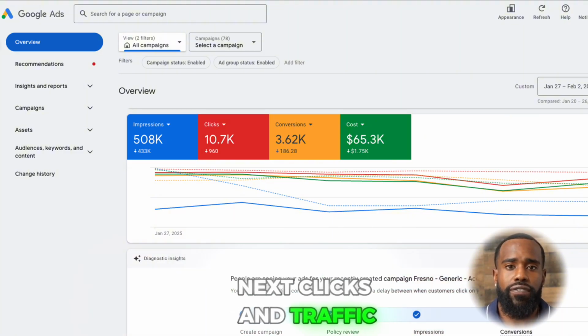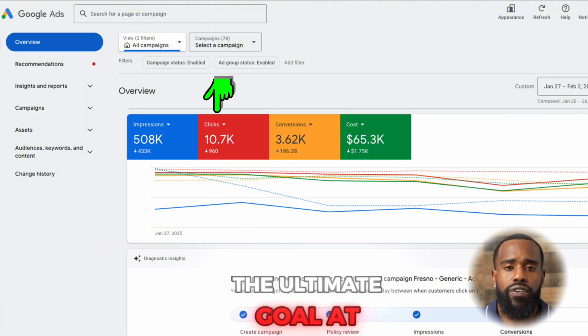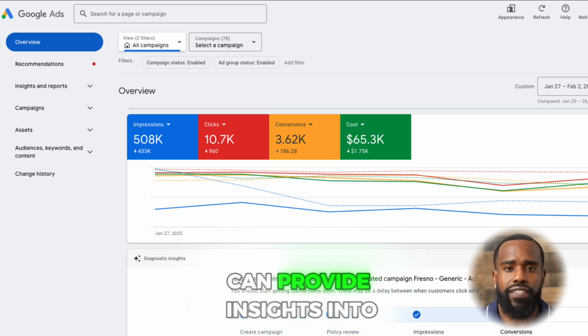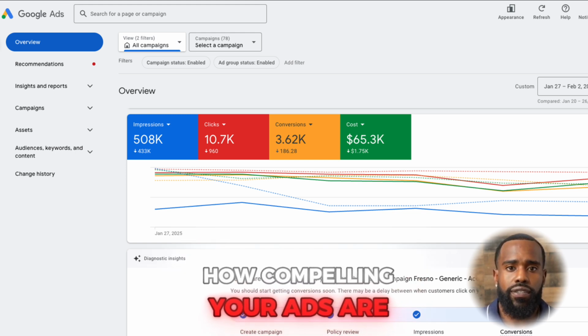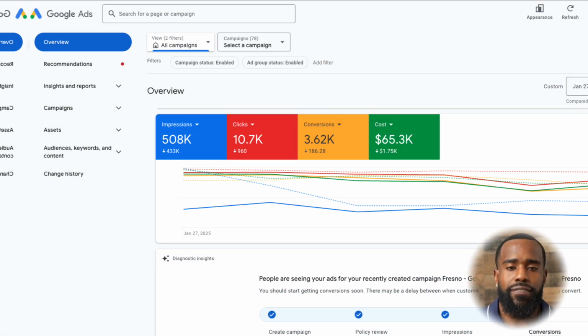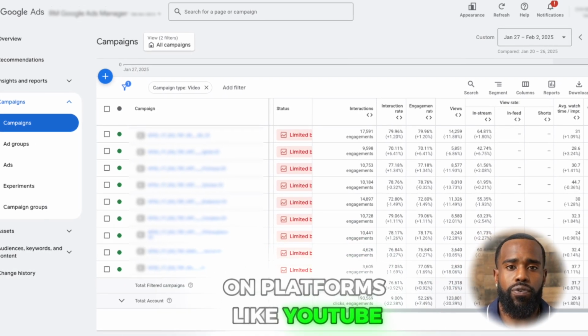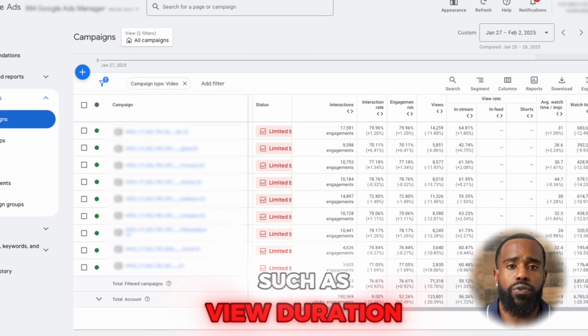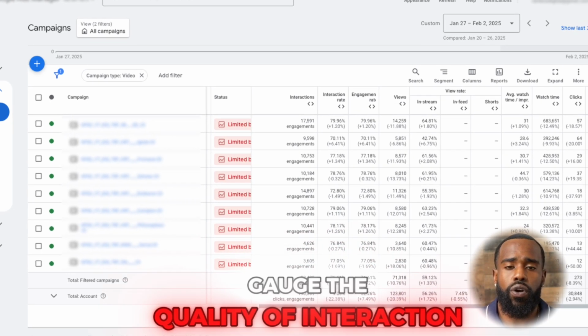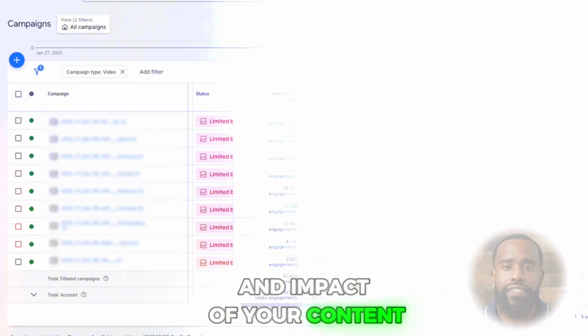Next, clicks and traffic. While clicks are not the ultimate goal at this stage, tracking how many people click on your ads and visit your website can provide insights into how compelling your ads are. High click-through rates suggest that your ads are relevant and engaging to the audience. On platforms like YouTube, look at engagement metrics such as view duration, likes, shares, and comments. These metrics help you gauge the quality of interaction and impact of your content.